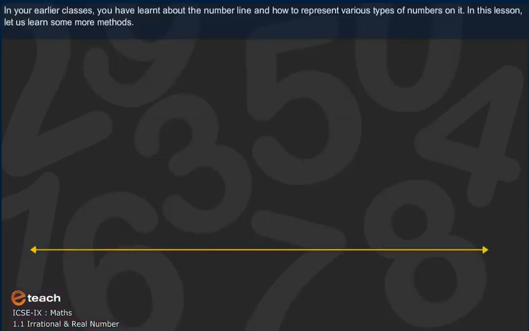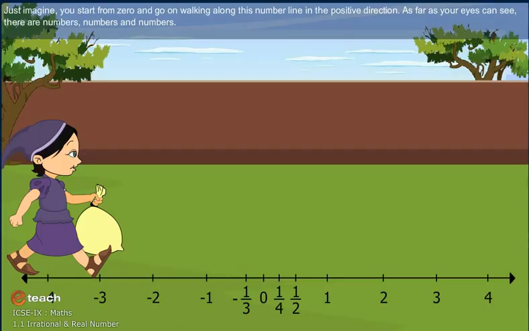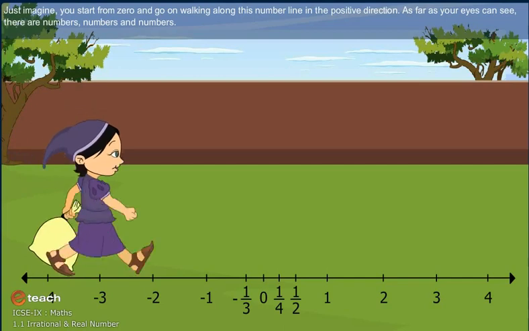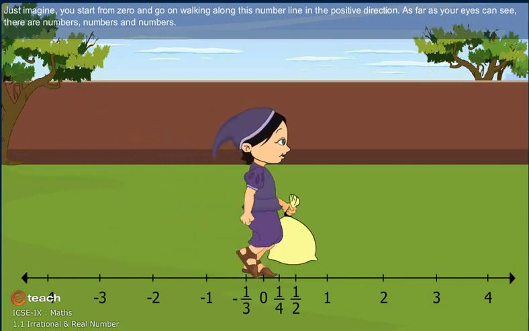In your earlier classes, you have learned about the number line and how to represent various types of number on it. In this lesson, let us learn some more methods. Just imagine, you start from 0 and go on walking along this number line in positive direction. As far as your eyes can see, there are numbers and numbers.